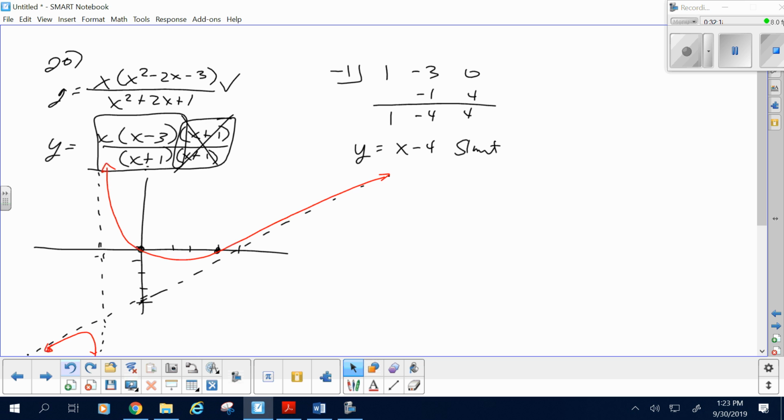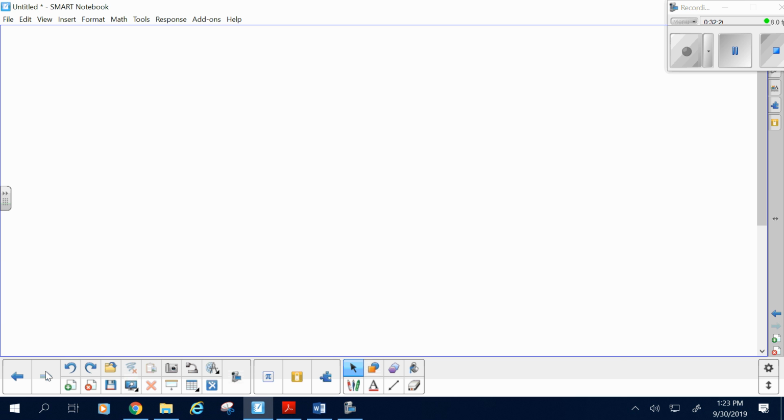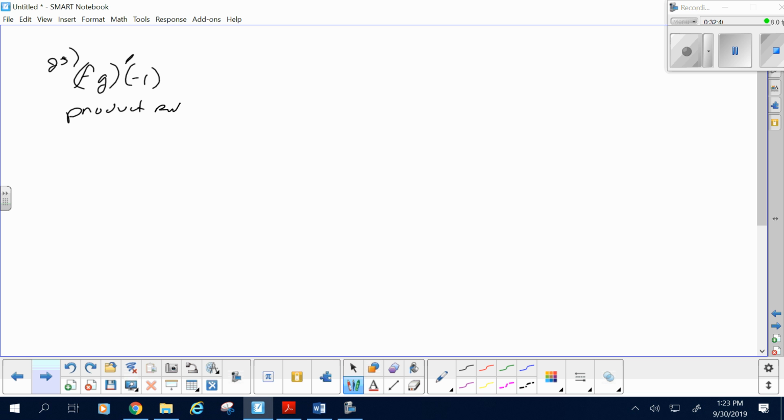Evaluate FG. First thing you need to wade through is that when it says this, is that product or chain rule? Is that F of G of 1 or F times G? F times G. Okay, so it's product rule. F at 1, G prime at 1, G at 1, F prime at 1. Do your stuff. Okay?